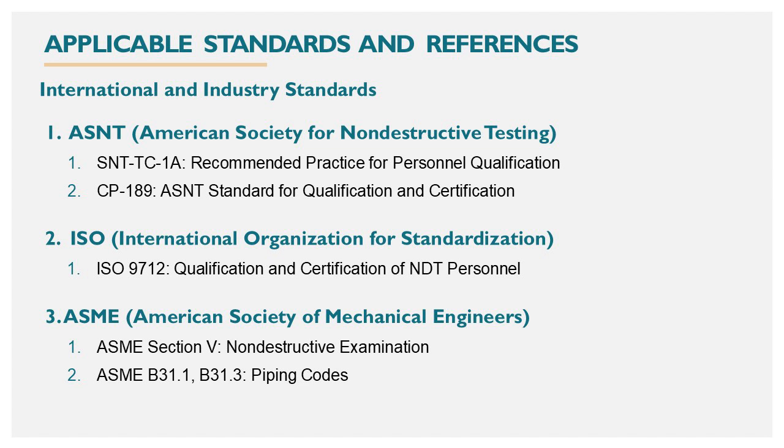Number 2, ISO, or International Organization for Standardization, includes ISO 9712 for qualification and certification of NDT personnel. Number 3, ASME, or American Society of Mechanical Engineers, includes ASME Section V for Nondestructive Examination, and ASME B31.1 and B31.3 for piping codes.